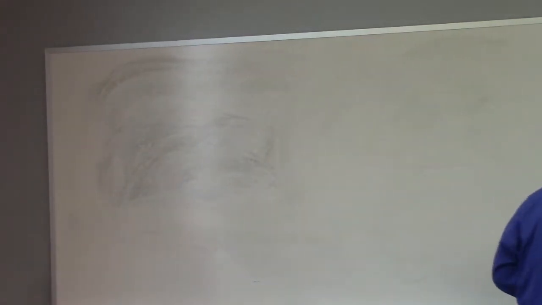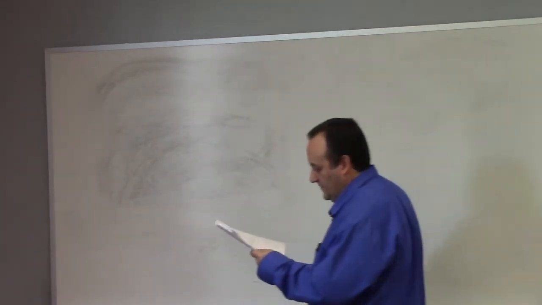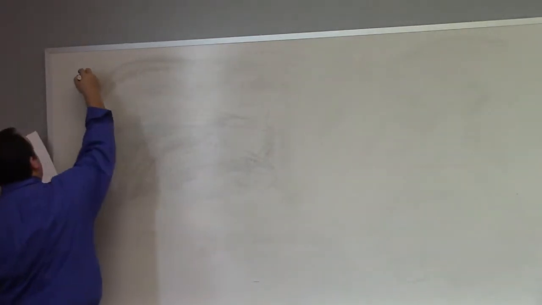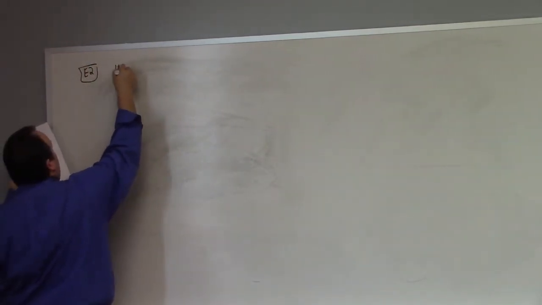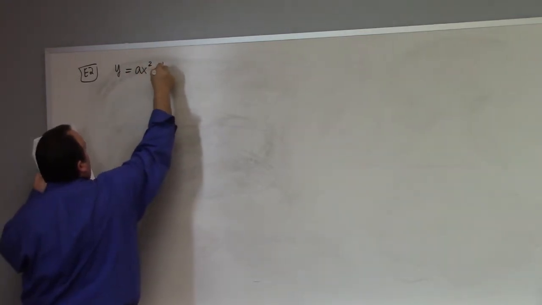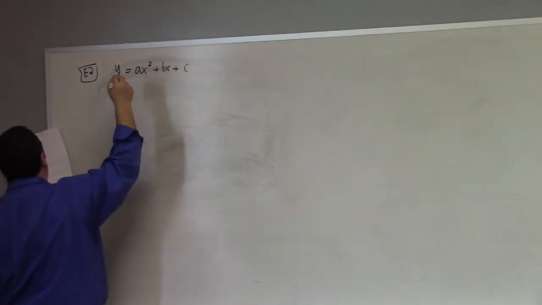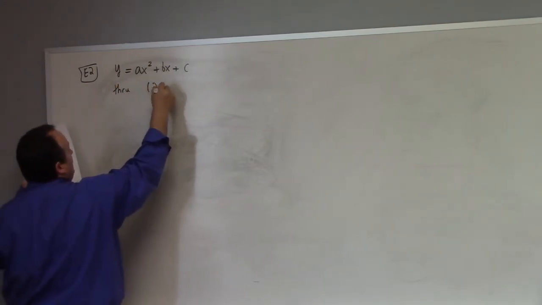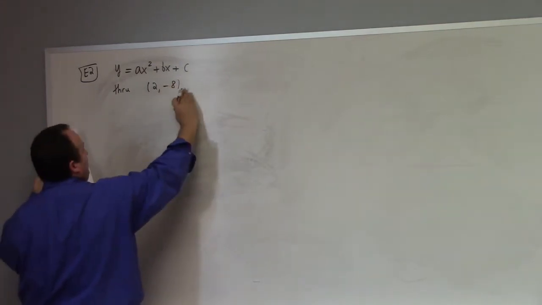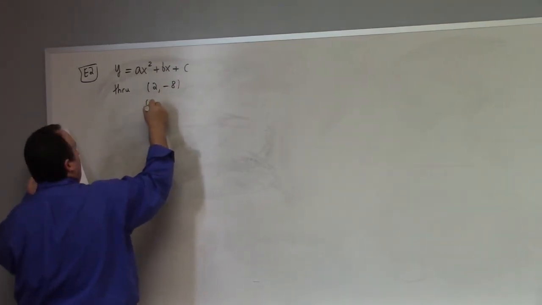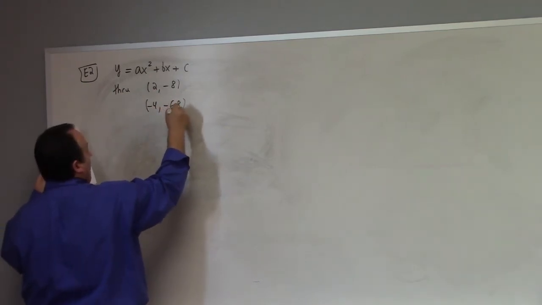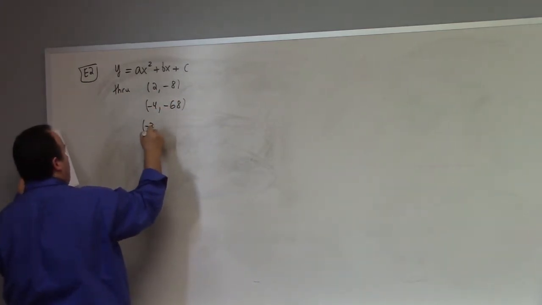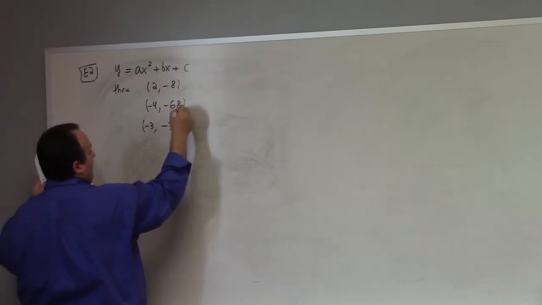But we're a little short on time, so I don't think I want to actually work out the system of equations which is going to result here. So what I'm going to do is set it up, and then we're going to use technology to solve it. So example 2, this time we've got a parabola, y equals ax squared plus bx plus c. And we're given that it goes through the points 2, minus 8; minus 4, minus 68; and also through minus 3, minus 38.